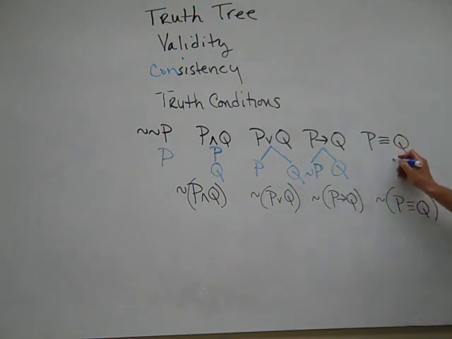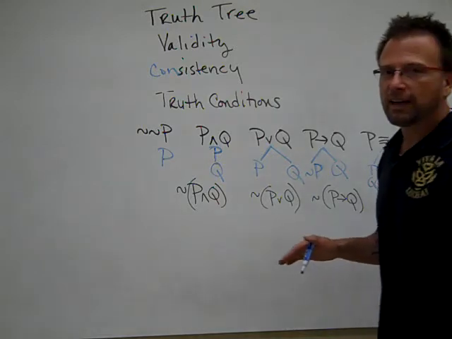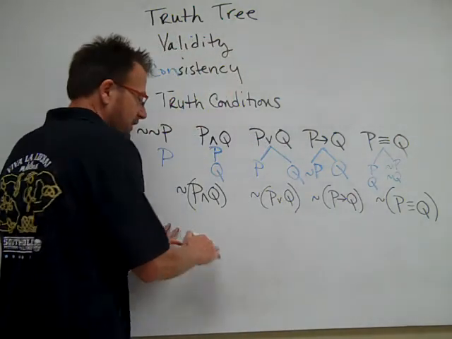So this will likewise branch, and this statement will be true when P is true and Q is true, and this statement will also be true when P is false and when Q is false. Now let's move down to our next row that I've got written here.